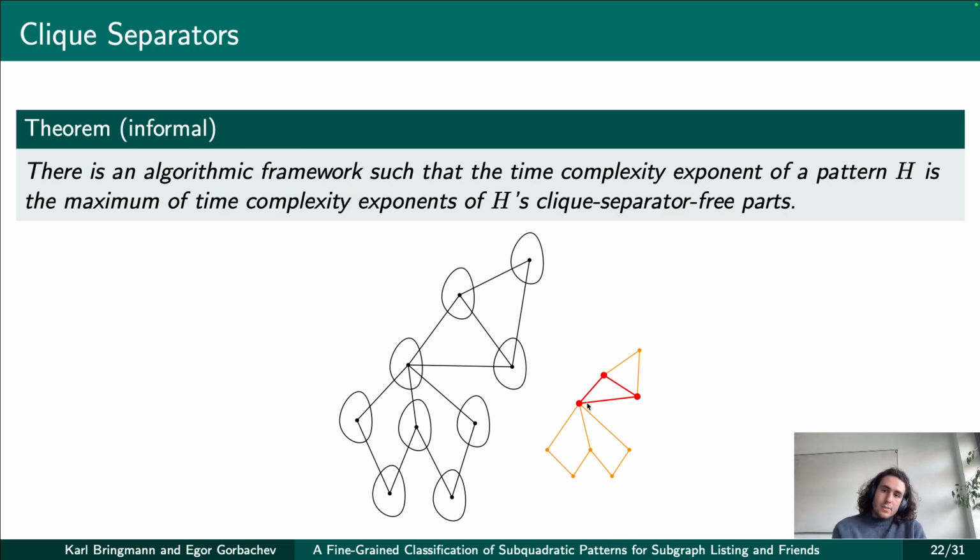Vaguely speaking, we prove that the time complexity of a pattern H is equal to the maximum of the time complexities over all clique separator free parts of H. So in this case, the pattern consists of 4 different clique separator free parts. This one, this one, this one, and this one. And we can just solve them independently and then somehow combine them into the answer.